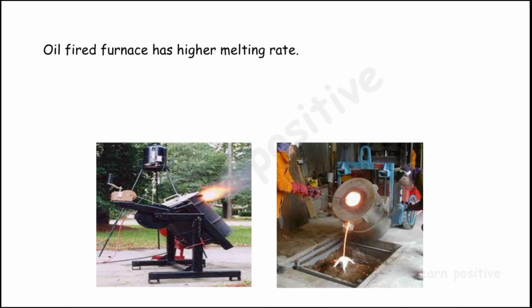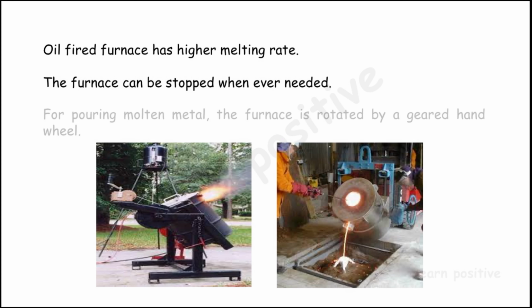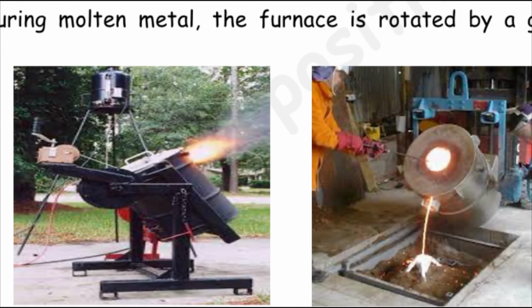An oil fired furnace has a higher melting rate. The furnace can be stopped whenever we need. For pouring molten metal, the furnace is rotated by a geared hand wheel. By using the geared hand wheel, we can tilt the furnace and pour the molten metal into the mold. You can see the image given below.